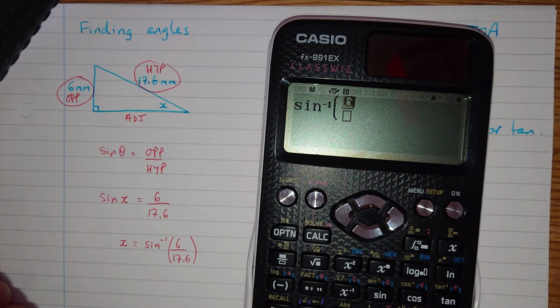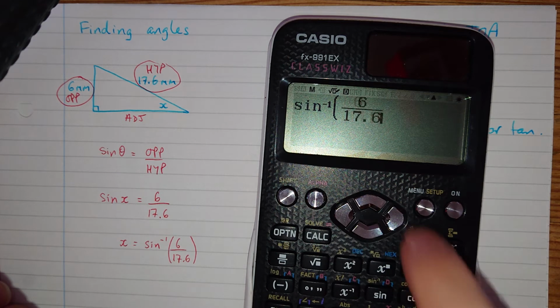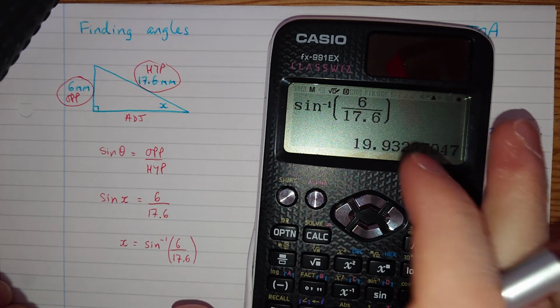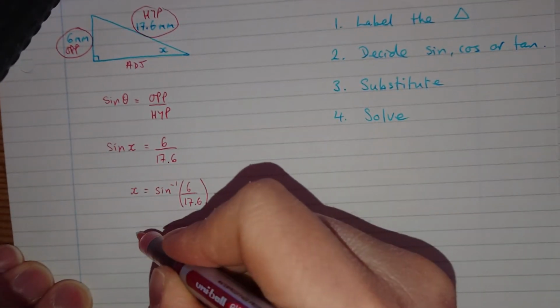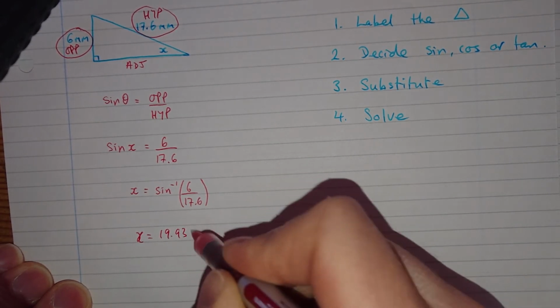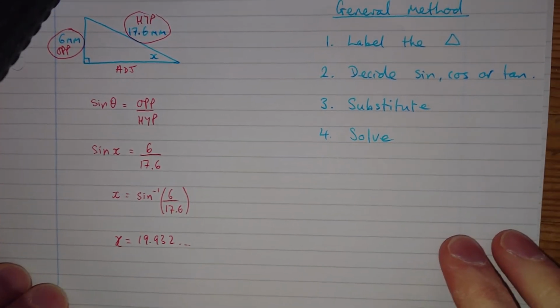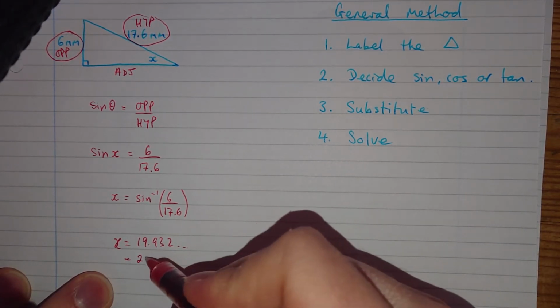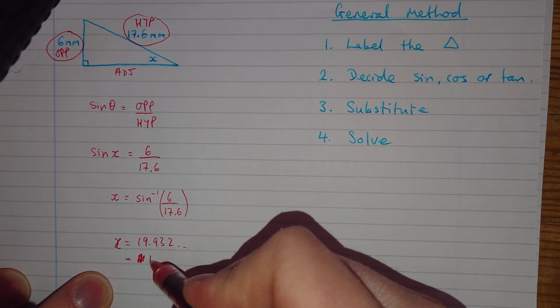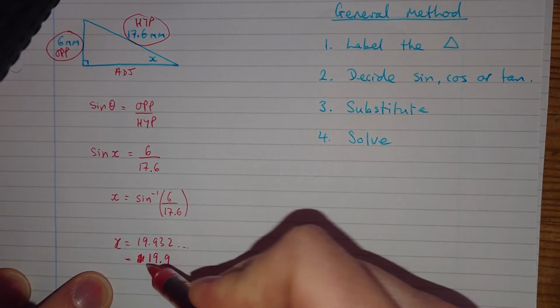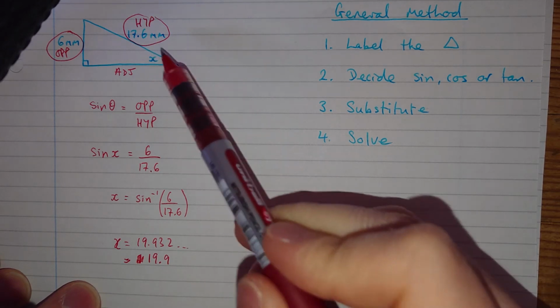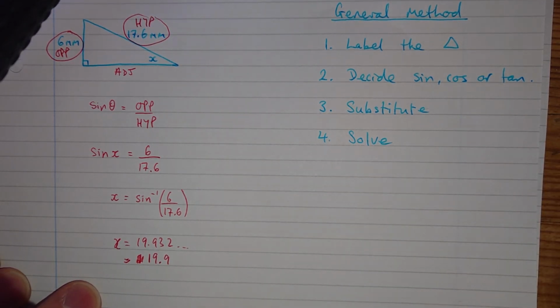Fraction button next. Or you could do a division instead. That would work just as well. 17.6. I think again you have to close the bracket, otherwise it gets upset. So we've got 19.932 and so on. Okay, and I need to round that to something sensible, so I'll go 3 sig figs. Oh, no, it's 19.9, sorry. Apologies. Units here, be careful. A common mistake would be to say the units here are millimeters. They're not. I've just found an angle, so the units are degrees.